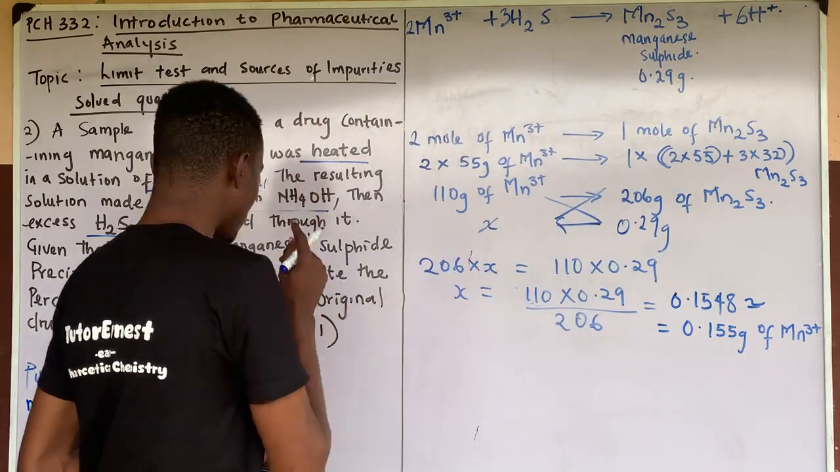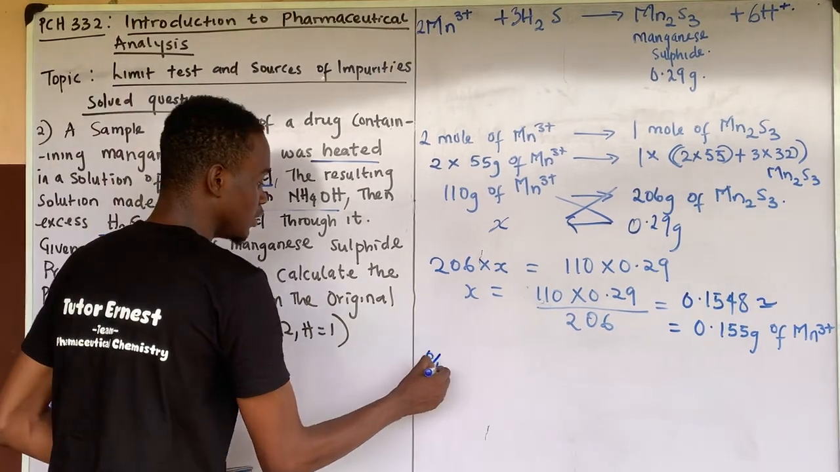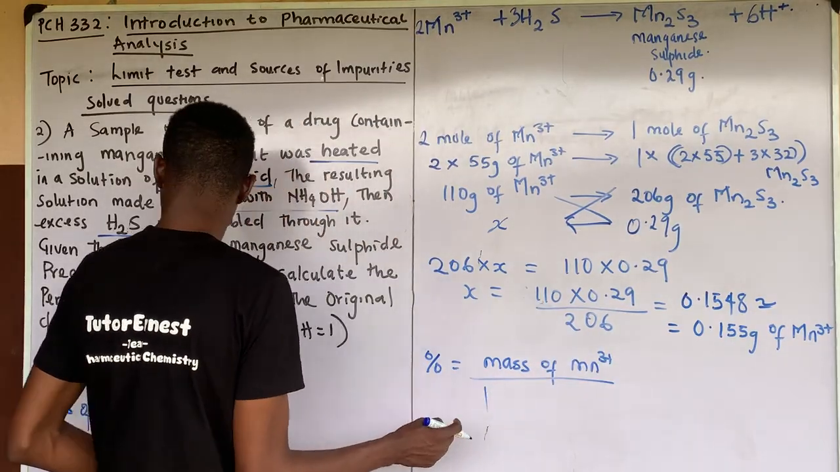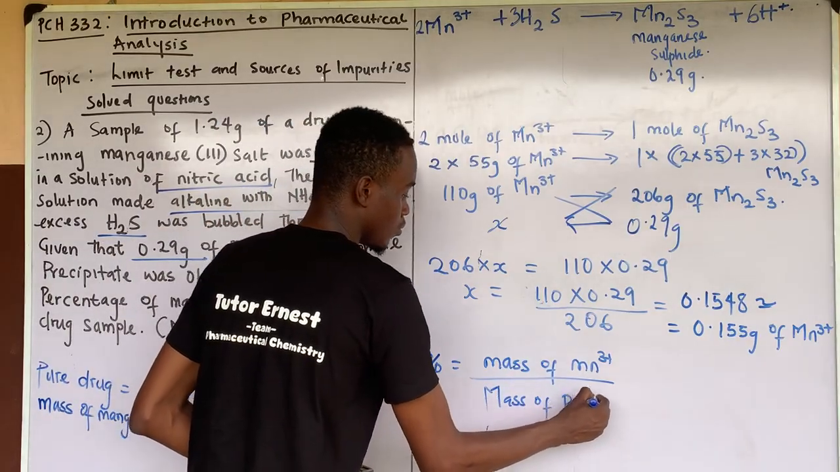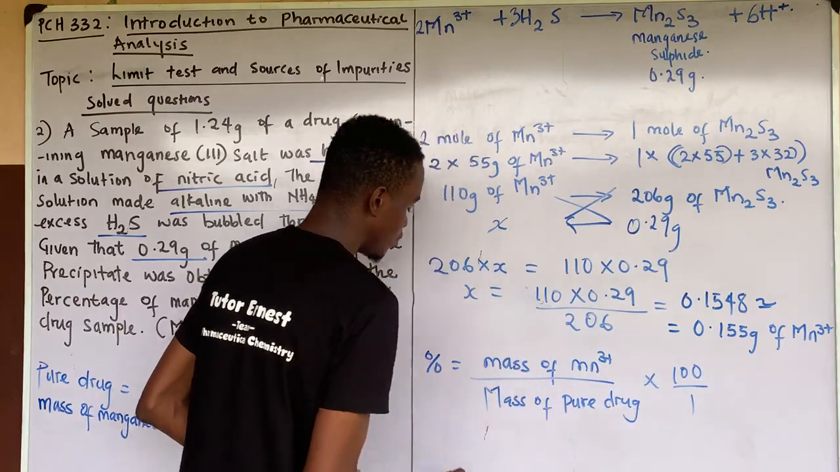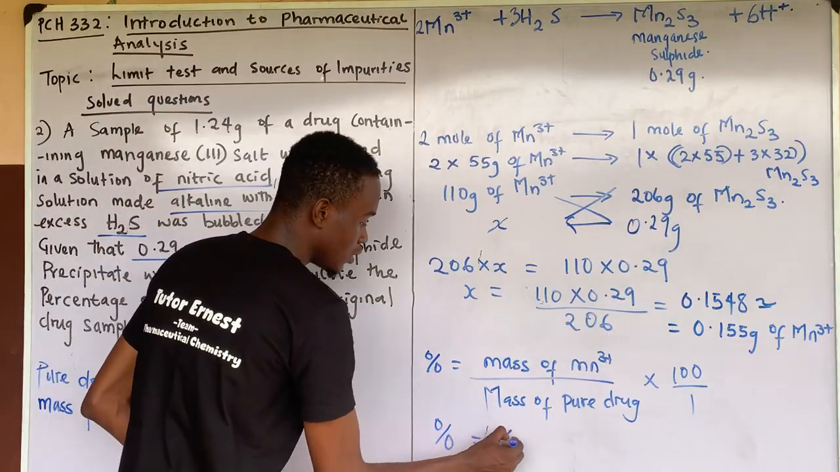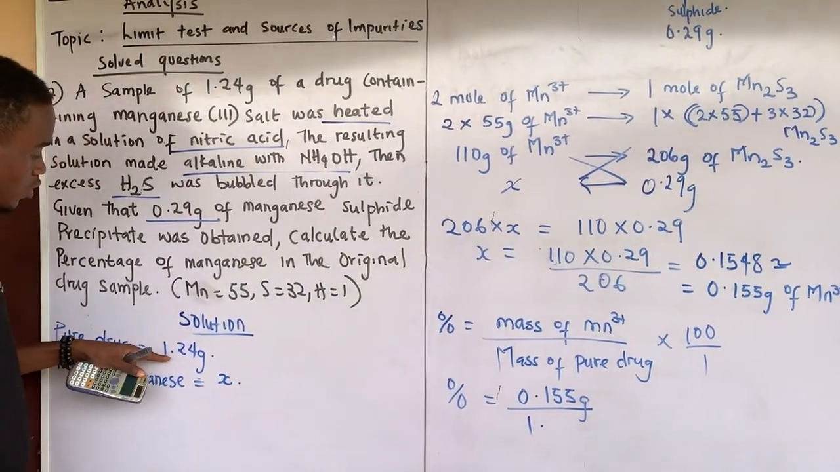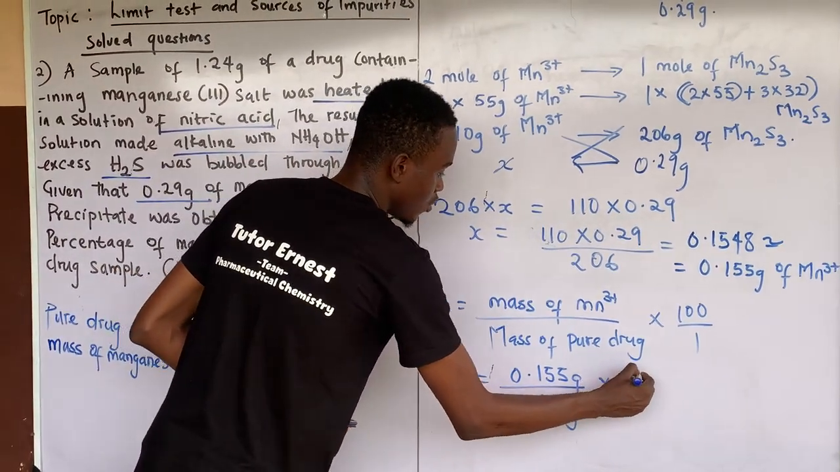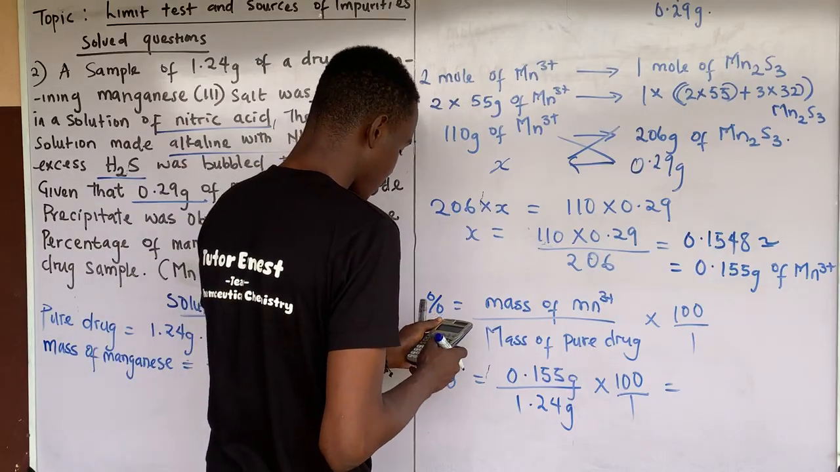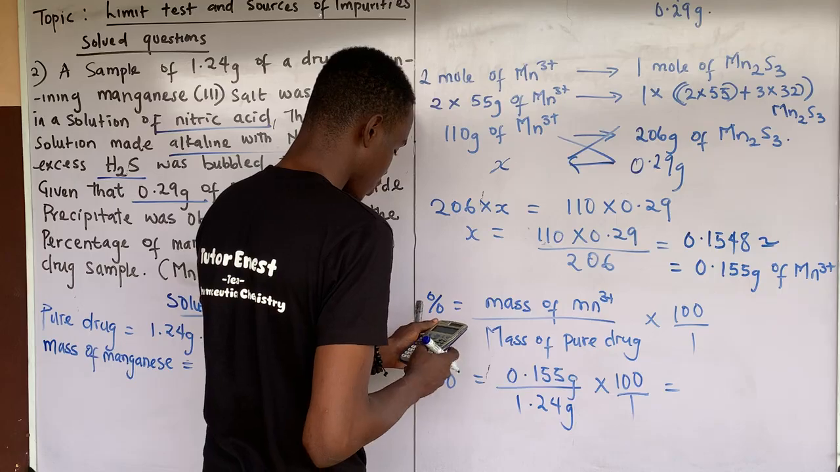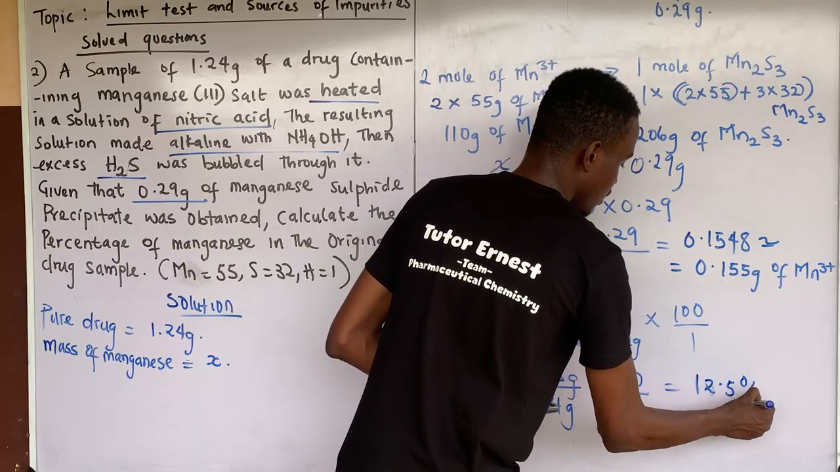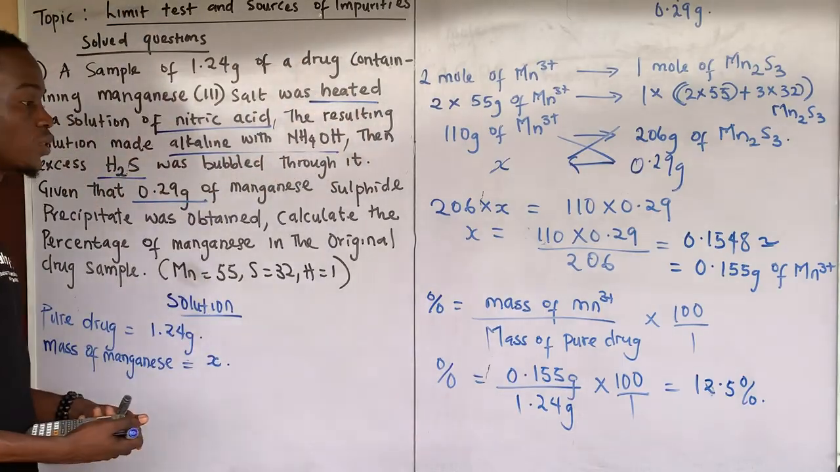So that's our X. For us to calculate the percentage now, the percentage will be mass of manganese ion over mass of pure drug times 100 over 1. So the percentage of manganese in the original sample will be 0.155 gram divided by, what's the mass of pure drug? 1.24 gram, times 100 over 1. So we have 0.155 divided by 1.24 times 100. So we have 12.5%. So the percentage of manganese in the original sample is 12.5%.